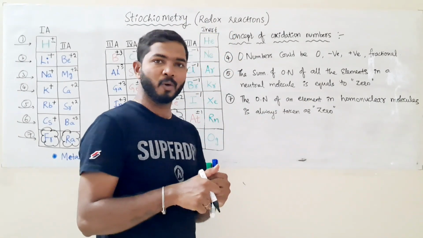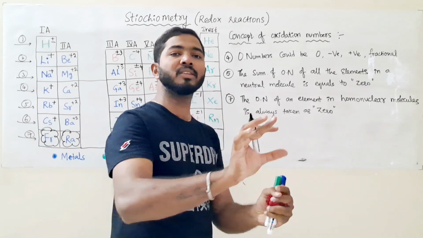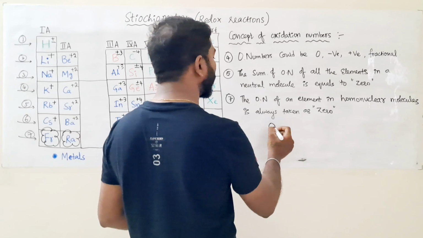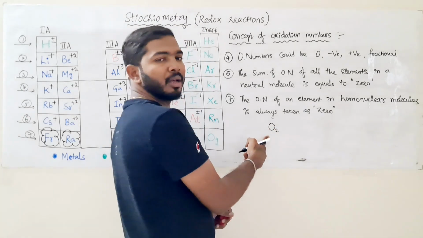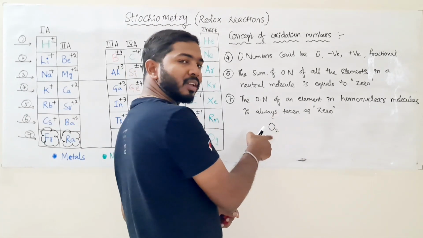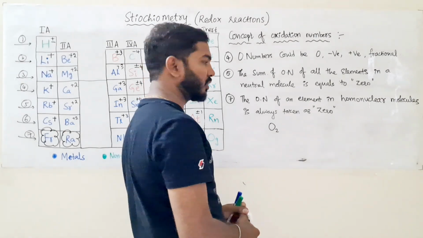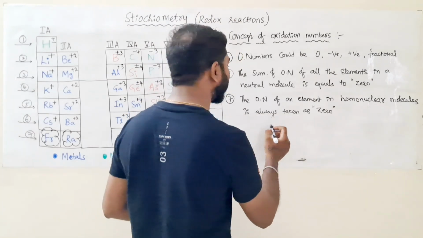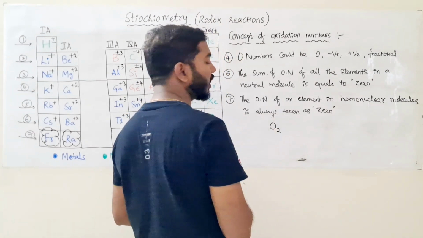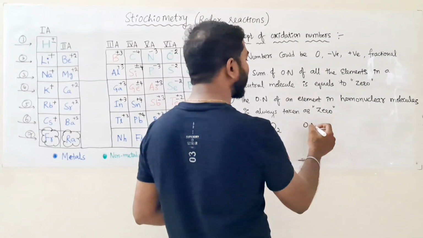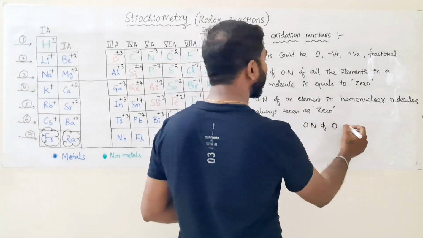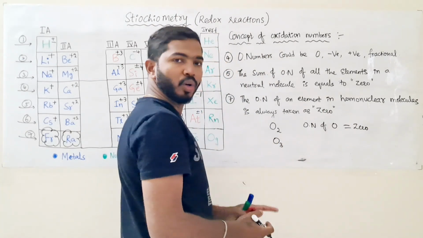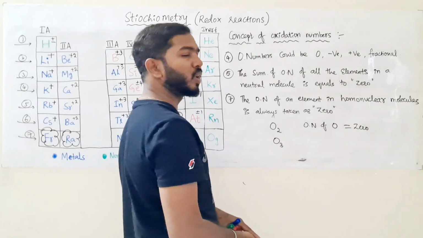Okay. So oxidation number of an element in a homonuclear molecule. What do you mean by homonuclear molecule? A molecule that has only one type of element. Suppose let's say if you take O2. Yes, this is homonuclear because two atoms are there, both of them are oxygens. So in this case, since it is a homonuclear molecule, the oxidation number of oxygen is taken as 0. Suppose let's say we have ozone. Yes, this is still a homonuclear molecule.